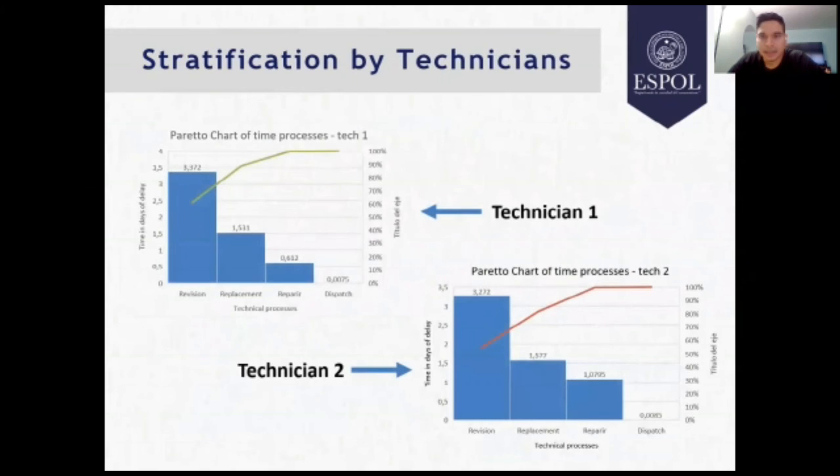And here we have the Pareto charts. The first is about technician 1 and explains how long each process takes, the same with the other one. And with this data, you can compare each process per each technician and say which technician is faster.